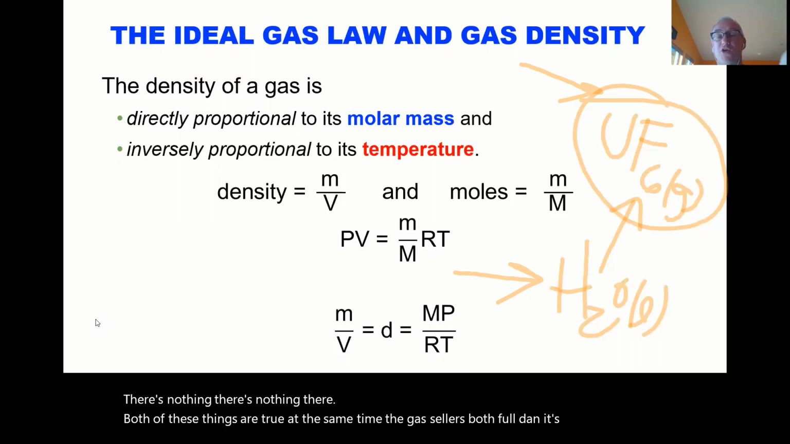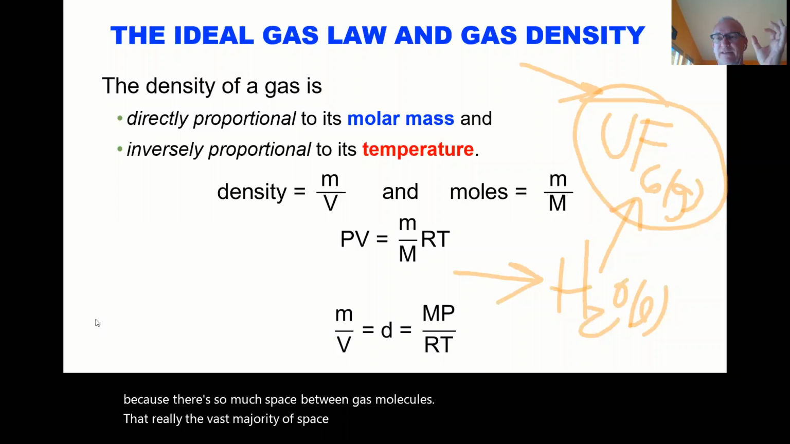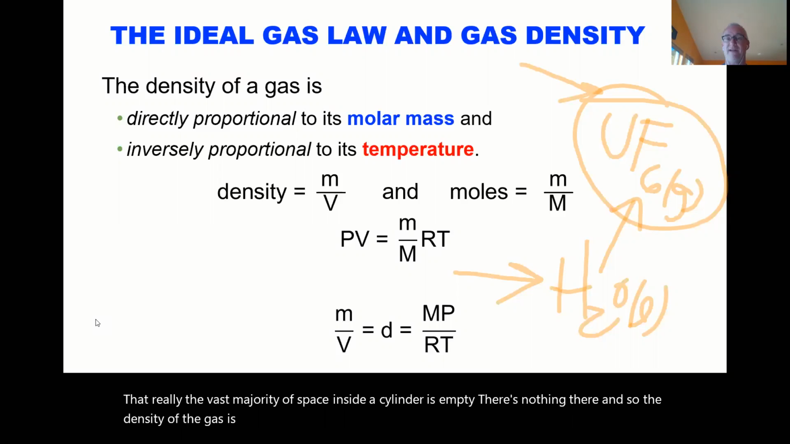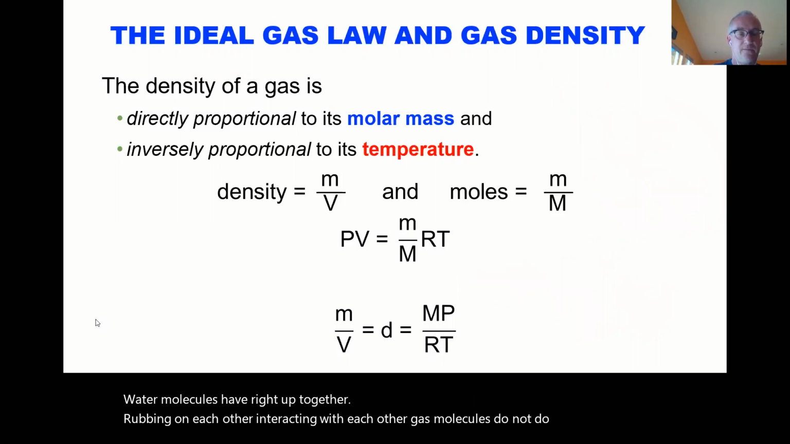It's because there's so much space between gas molecules that really the vast majority of space inside a cylinder is empty. There's nothing there. And so the density of the gas is really, really low because of the space between the molecules. Water molecules are right up together, rubbing on each other, interacting with each other. And gas molecules do not do that. So we can figure out the density of a gas.